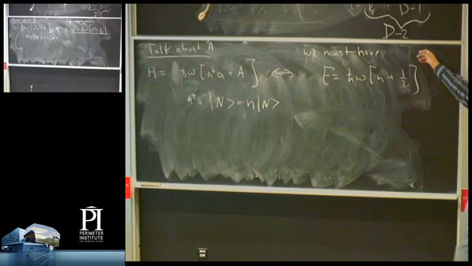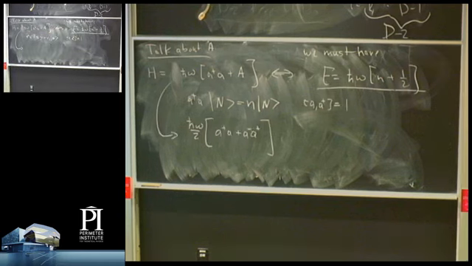So now we can ask the question. A dagger and A are operators, right? So I have the commutator of A and A dagger equal to 1. How can I write down the Hamiltonian in such a way, and how can I fix this A in such a way that I get the right energy spectrum?